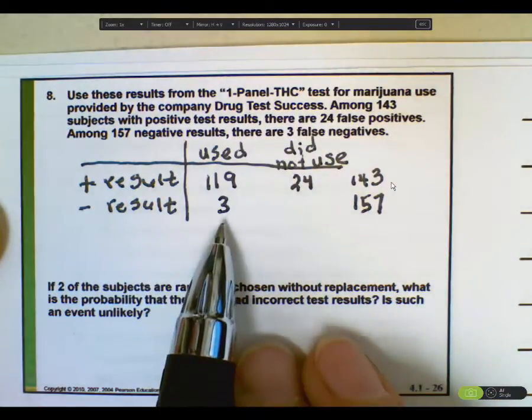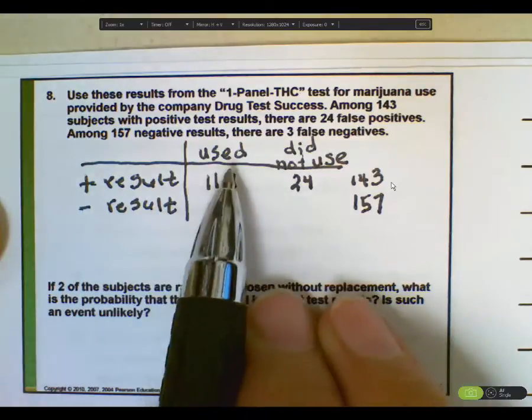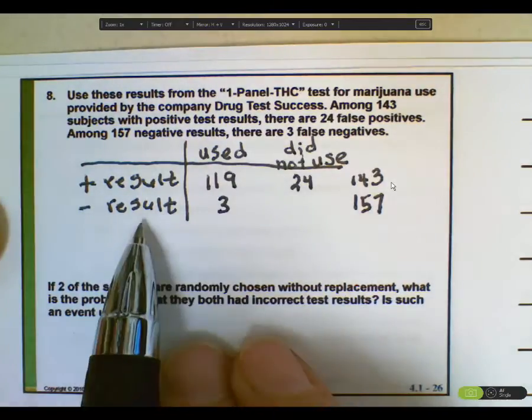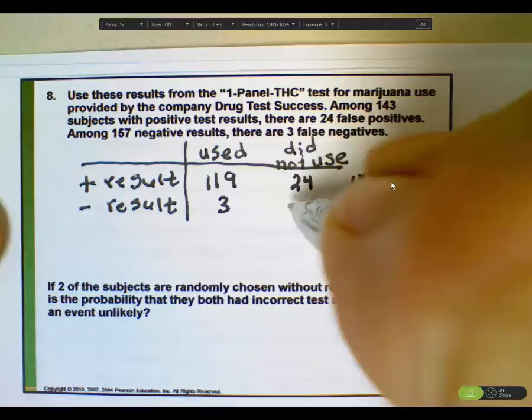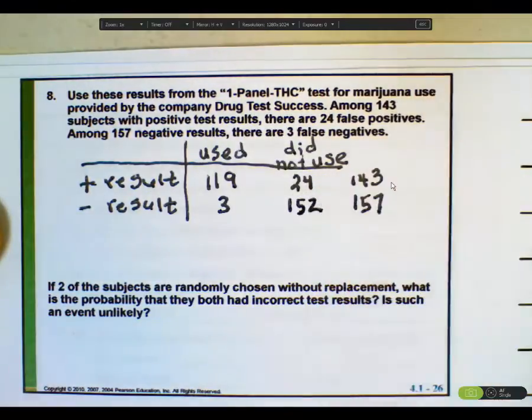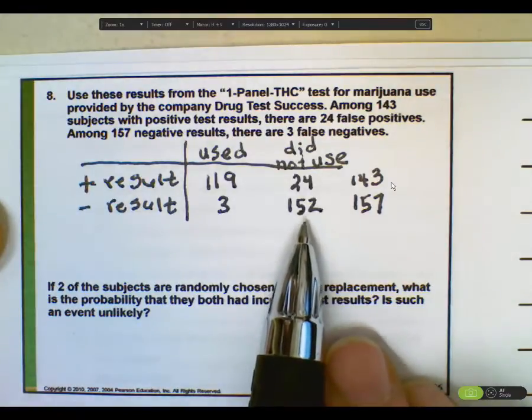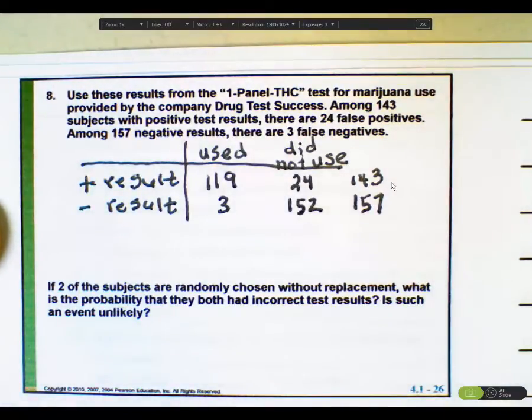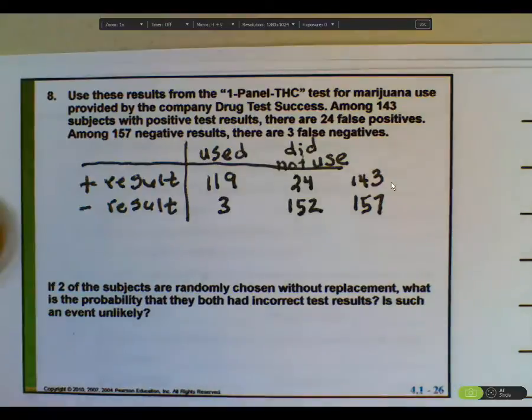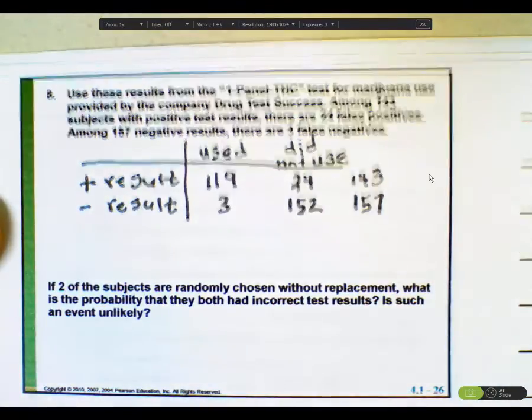So I had 3 people who tested negative, but they were using. Those are my false negatives. That means I had 152 people who tested negative and got the correct results. They were not using. Now, I may not have had to make the contingency table for this particular problem.